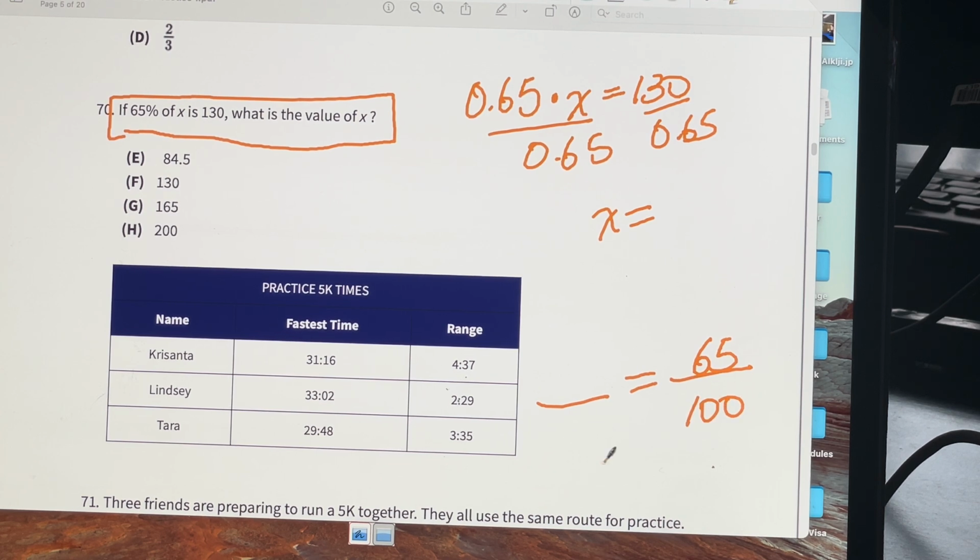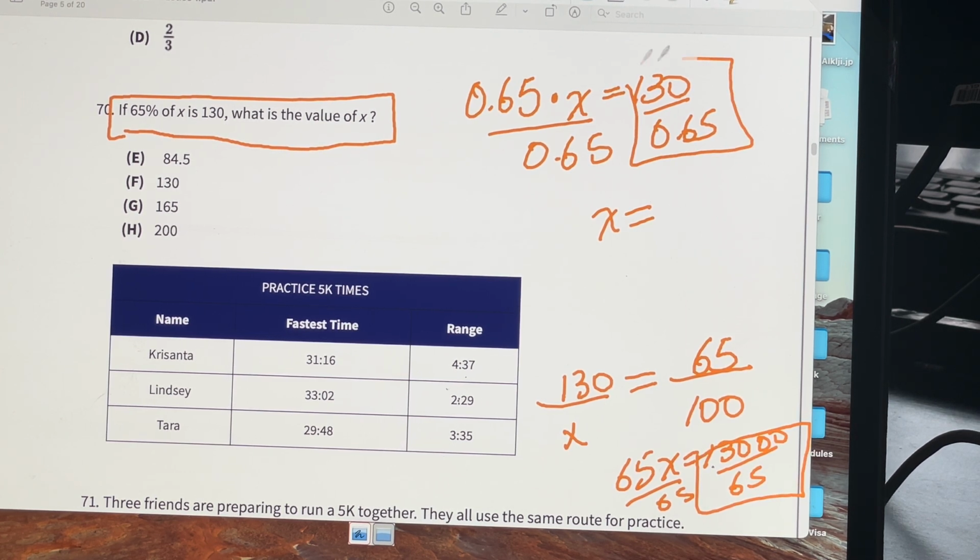That's 100. That's X, and that's 130. Now if you cross multiply this, we get 65X equals 1300, not 130, and we divide both sides by 65. Notice that this top and this bottom part are the same thing, except that in one you're dealing with decimals and in the other you're not.